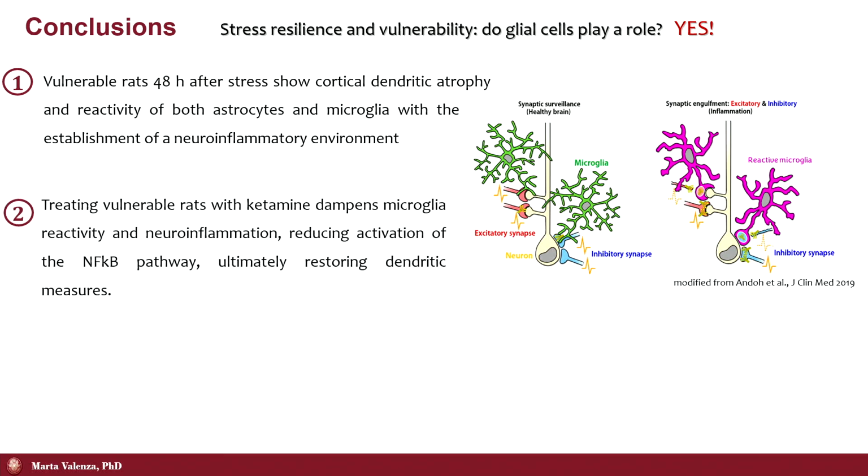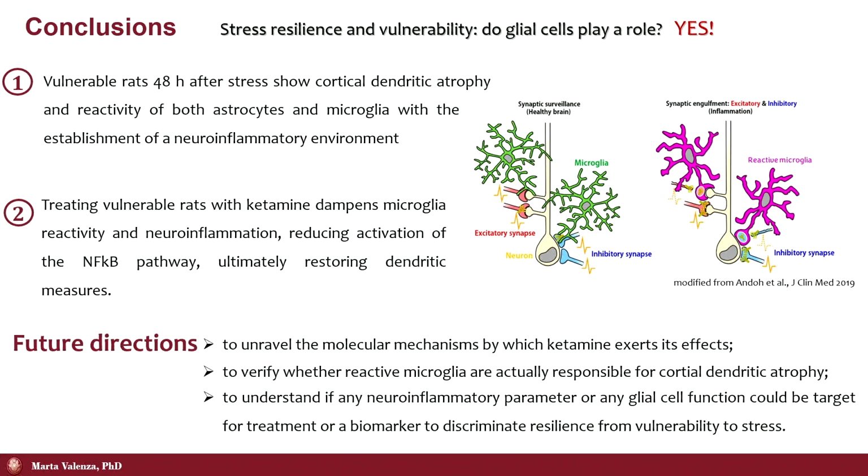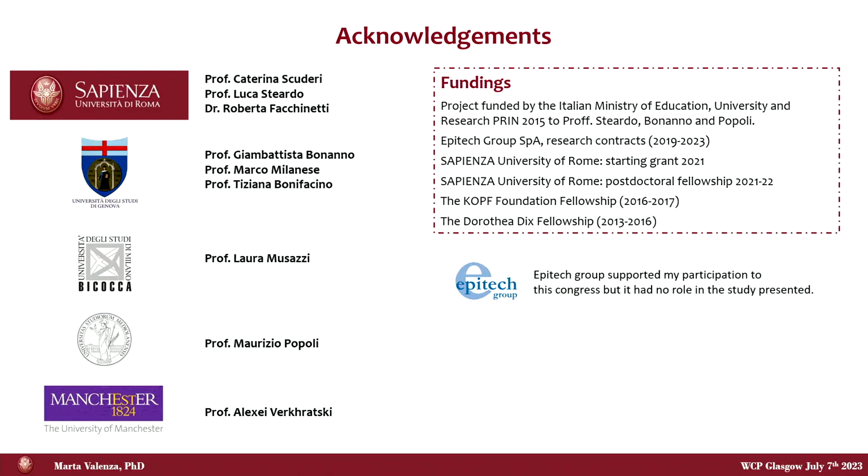So these data add a little piece of evidence that supports the use of ketamine in the short term in vulnerable individuals, and could open new studies that can look at glial cells as targets for therapy or for the development of biomarkers that could discriminate resilient and vulnerable individuals to stress.